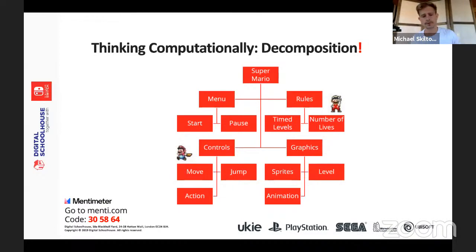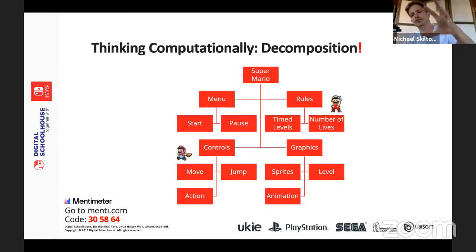Like I mentioned before, as far as the rules are concerned, we're going to have timed levels, and we're going to have a number of lives of which we need to stay within in order to complete our objectives. Controls. Well, there's fundamentally only a few controls for Mario, which is a nice simple one for us to design. There's movement, there's jumping, and there's actions. For example, spinning the cape or shooting a fireball after you obtain a fire flower.